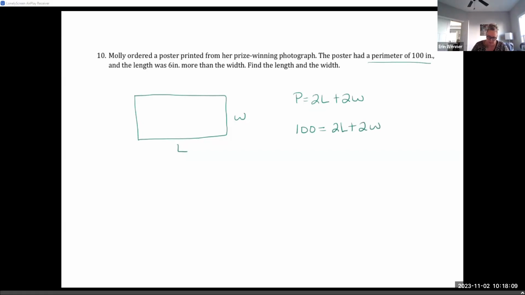The second piece comes from this statement where the length is 6 inches more than the width. The length is 6 inches more than the width. So now I have two equations, this one and this one, that I can use to find the length and the width for this poster. I'm going to let you solve this system now that we have it set up, and send me your answers in direct message, please.